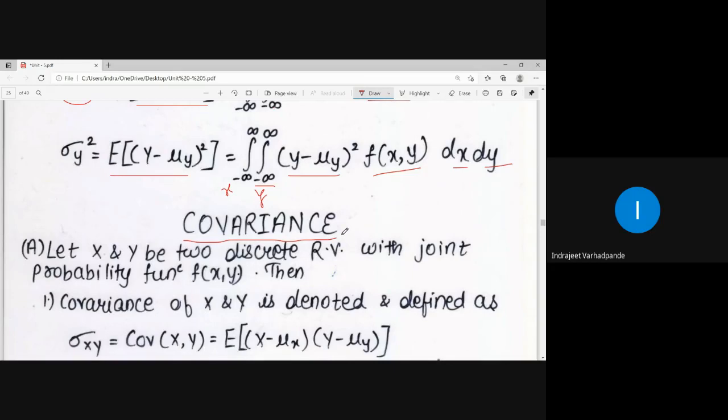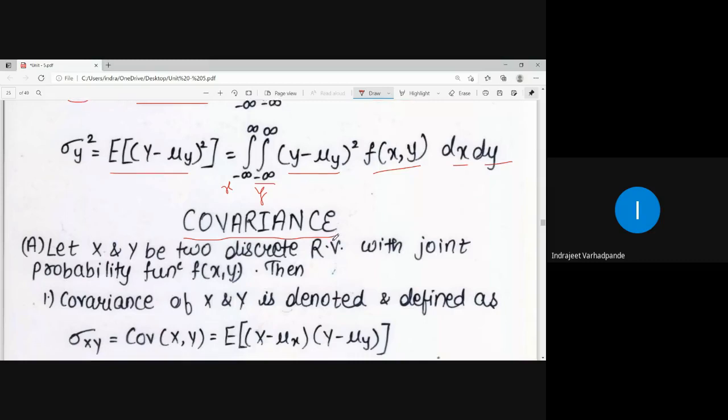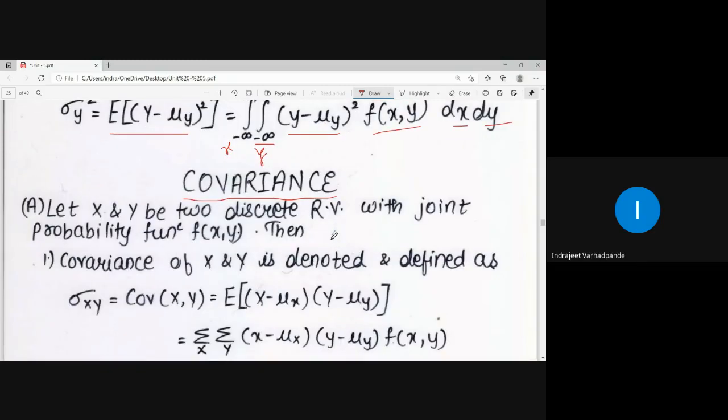Just as there was standard deviation there, similarly here there is covariance. Variance is denoted by sigma x square, sigma y square, right? Covariance is the joint notation used for x as well as y.